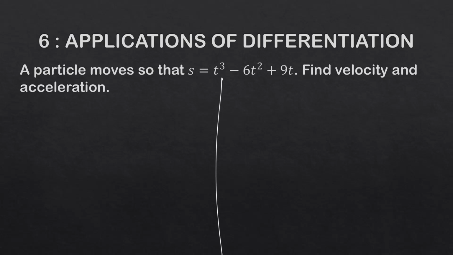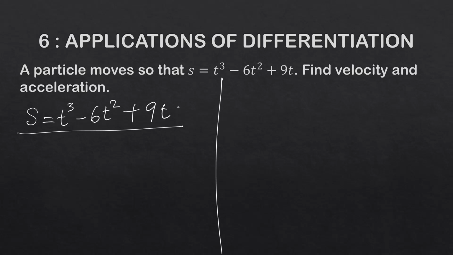Number 6, the question said, a particle moves so that s equals t cubed minus 6t squared plus 9t, find the velocity and acceleration. Remember, I don't want to be wasting time because the video will be too long. So to find the velocity, remember this is s, which is the distance. Velocity is the change in distance over change in time.